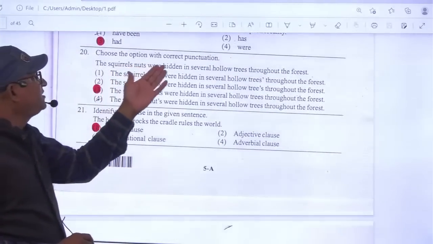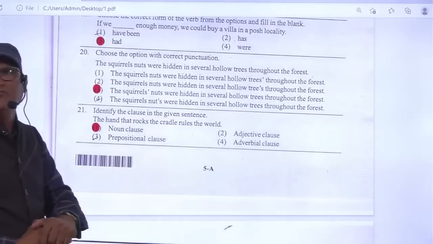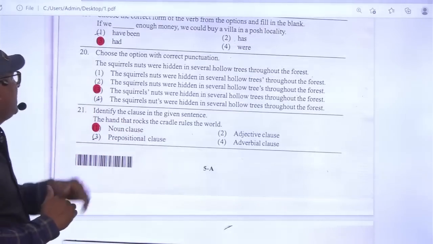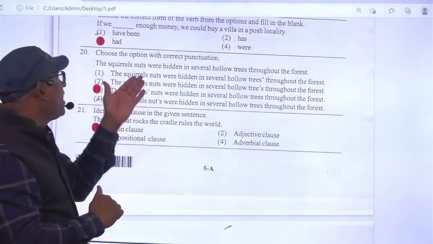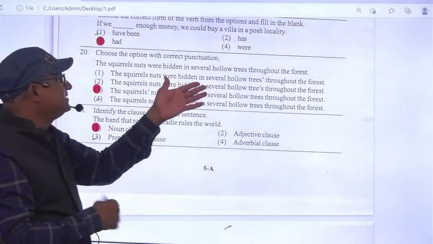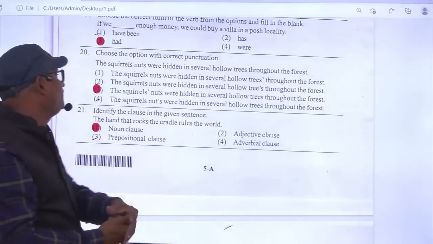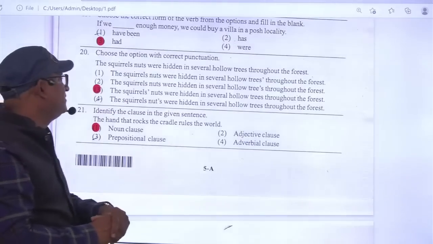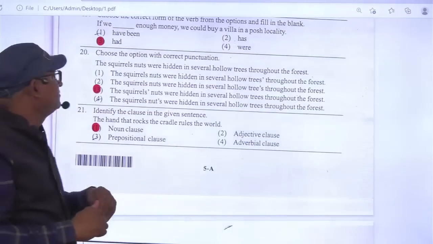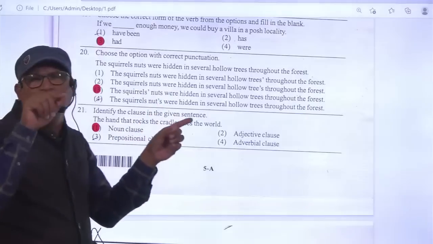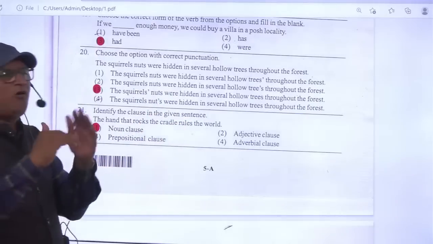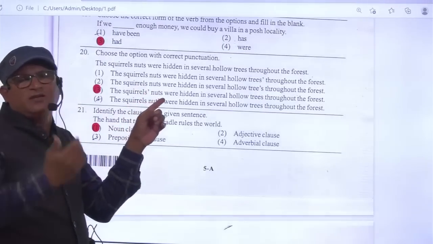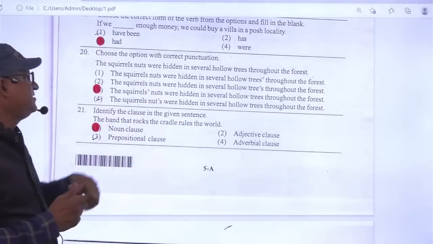Choose the option with correct punctuation. Punctuations are nothing but comma, full stop, semicolon and like that. Let's see the question. The sparrow's nuts were hidden in several hollow trees throughout the forest, right? So here, as far as these 4 options are concerned, we should apply the apostrophe. The apostrophe should be applied after the plural s. But if the subject is singular, apostrophe s is applied. That's why 3 is the right answer.